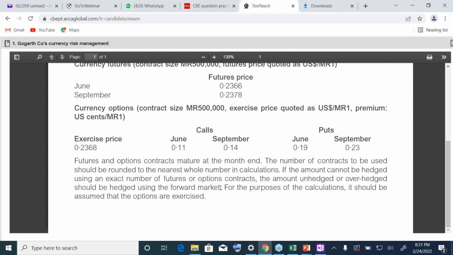So guys, you have to take care of the unhedged amount. For example, if the number of contracts is 20.2 and you are taking 20 contracts, you have to hedge that 0.2 contract as well using the forward contract. For the purpose of the calculation, it should be assumed that options are exercised. Remember, in currency, the option will always be exercised because the closing spot will not be given, so you will always assume that the option will be exercised.